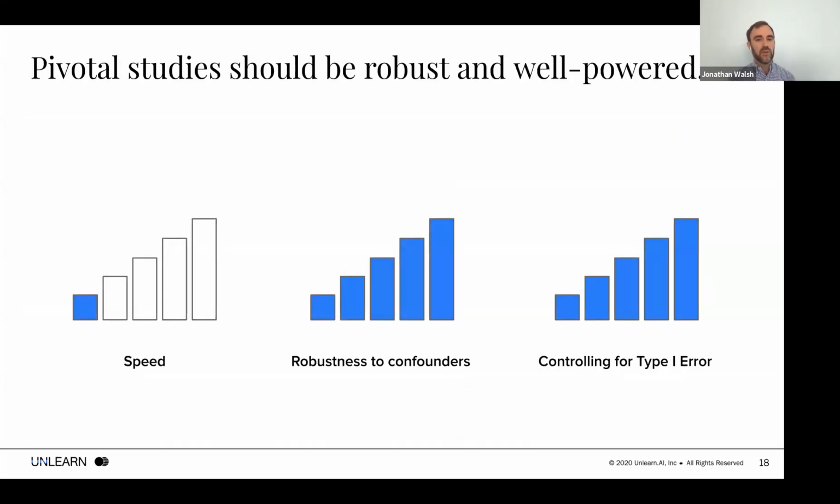Okay, so let's move on from the single arm scenario to a very different type of study. Pivotal trials are an example of a case where control of type 1 error and robustness to confounders is absolutely paramount. Speed can be a benefit, but these trials frequently are going to use conservative approaches to ensure regulatory success.